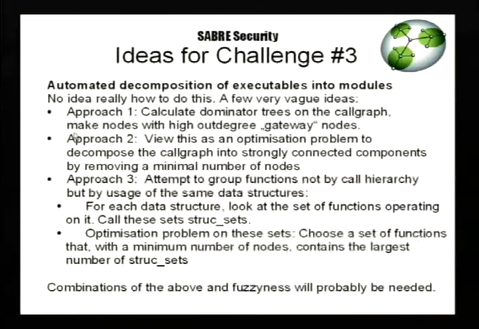Next idea would be to try to group functions by usage of the same data structures. Meaning you would iterate over all data structures in the executable, and look at the set of all functions operating on a certain data structure. And then you would try to create a subset of the executable that has the largest number of common data structures in it, like encloses the largest number of these data structure subsets, and at the same time minimizes the number of nodes in that set. Might work, don't know. Really no idea how this works.